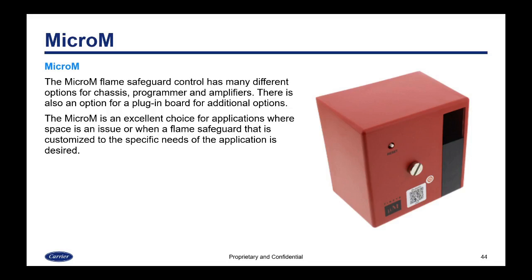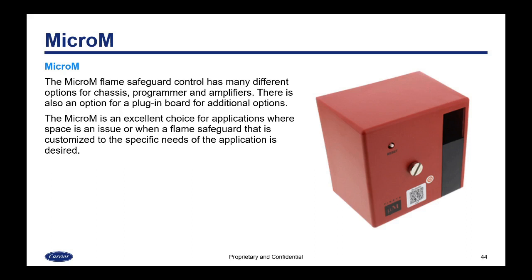Next we have the MicroM Flame Safeguard, and this control has many different options for chassis, programmer, and amplifier as well. There's also options for plug-in boards with additional options for the MicroM. So the MicroM is an excellent choice for applications where space is an issue, it's very small, or when a flame safeguard that is customized to the specific needs of an application is desired. This has a large installed base in industrial uses, where every application has a little bit different requirements.